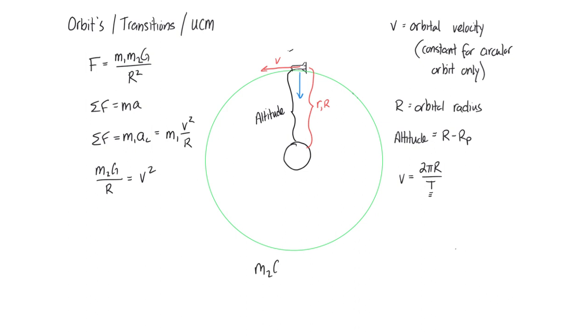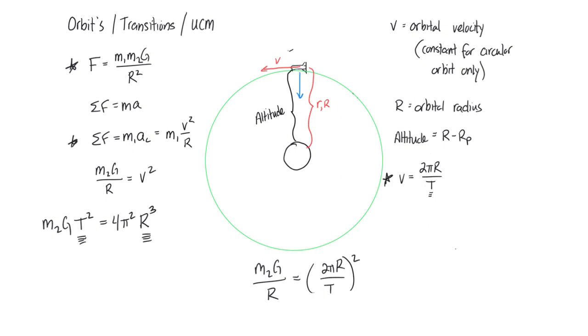I get m2g over r on this side and 2 pi r over t squared on that side. Now, there's no good or bad way to solve this. It just relates two things together. You'll get m2g times t squared equals 4 pi squared r cubed. This relates the period to the orbital radius. It's a consequence of all of these things together.